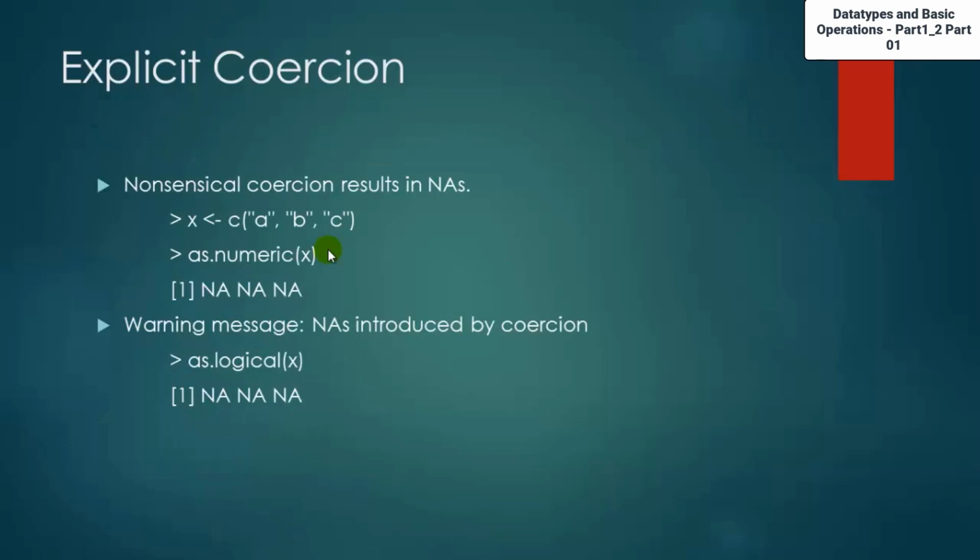Now we will see about nonsensical coercion, which means there is no logic in what we are coercing. For example, if you are converting a character vector into a numeric vector using as.numeric of x, it will return NA, which means the coercion cannot happen as a character cannot be converted into numeric. Again, in the same way, if you do the same thing with as.logical of x, you will get NA again, as this kind of coercion cannot happen.